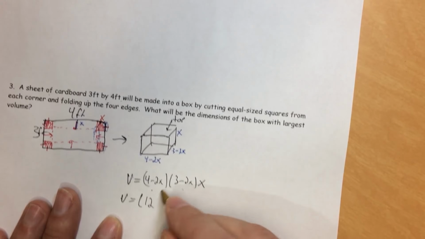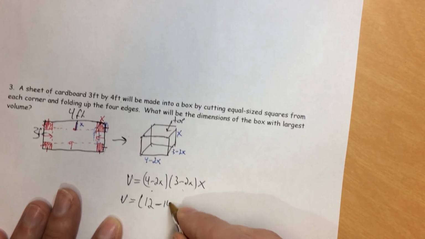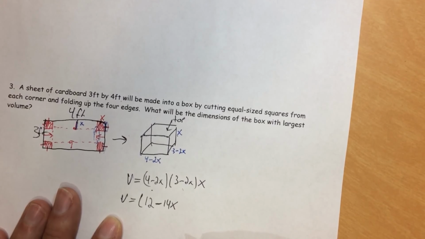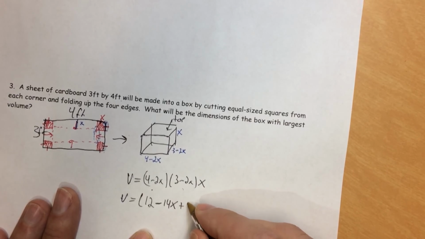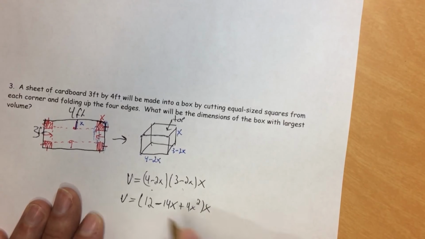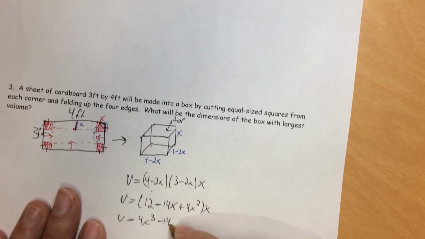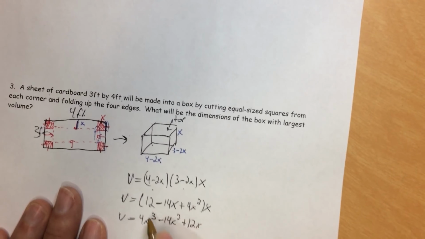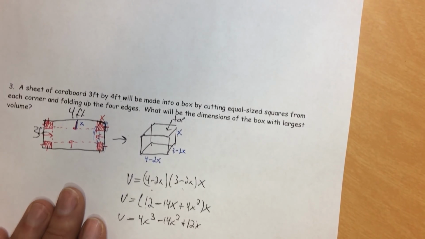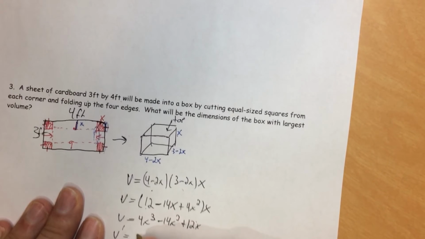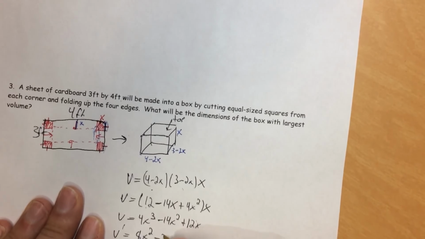So we get 12 minus 14x, I sure hope we get minus 14x, plus 4x squared, times x. V equals, I'm going to multiply the x out and rearrange. 4x cubed minus 14x squared plus 12x. I put the 12 in the back and the 4x cubed there. So the derivative is 8x squared minus 28x plus 12.